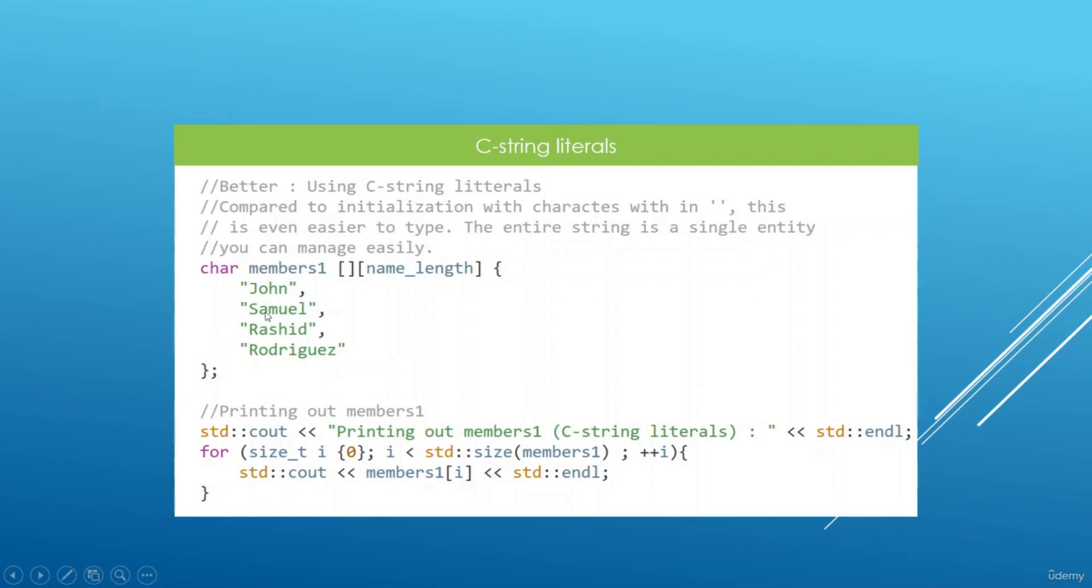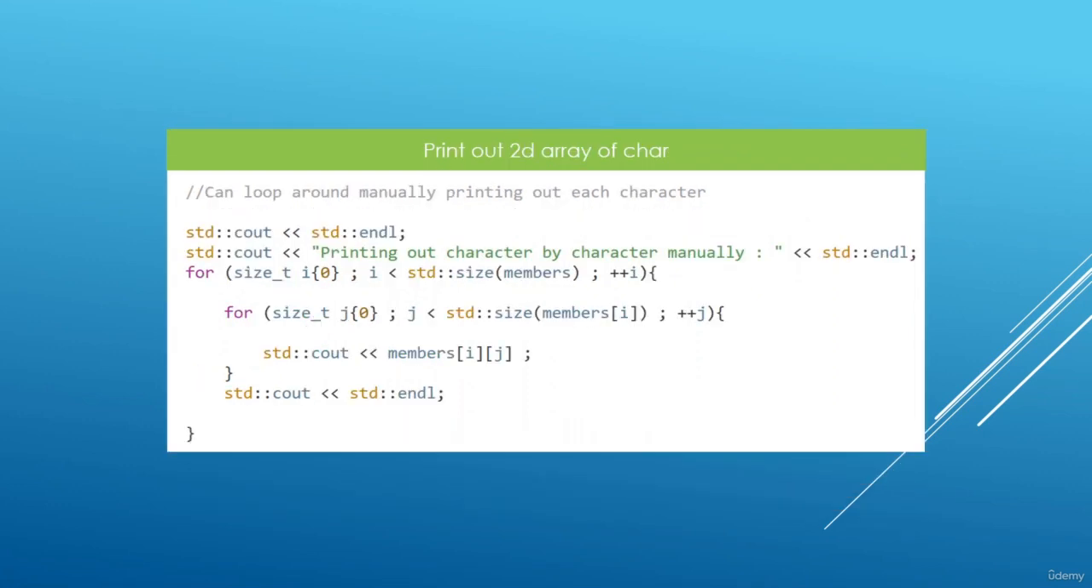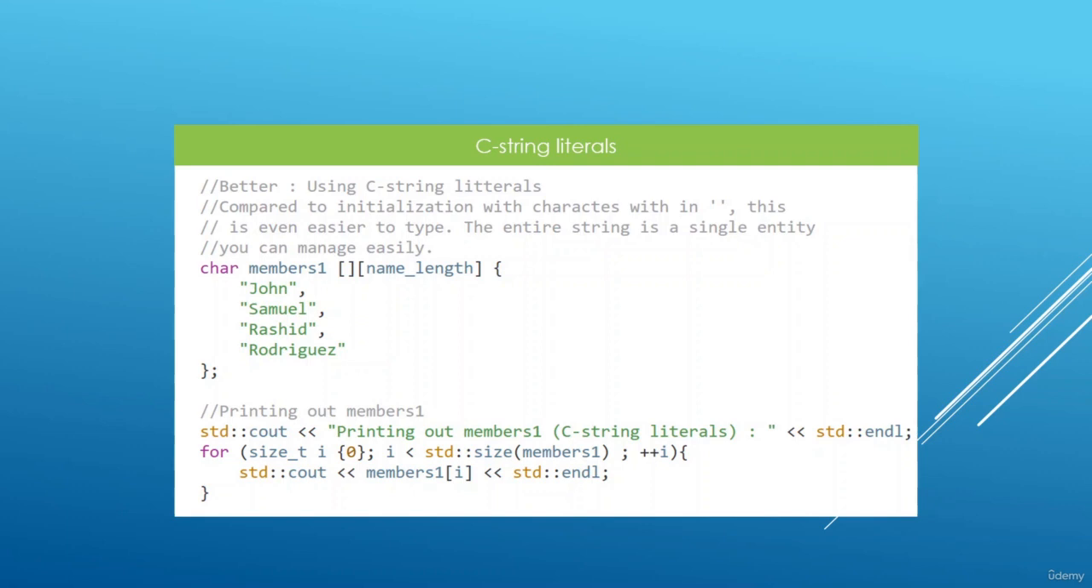It is going to print John, Samuel, Rashid, and Rodriguez, and we don't have to go through the trouble of printing each character manually like we did in the slide here. It is really bad. Okay, this is really all we set out to do in this lecture. It is raising your awareness on cool things you can do with multi-dimensional arrays of characters.